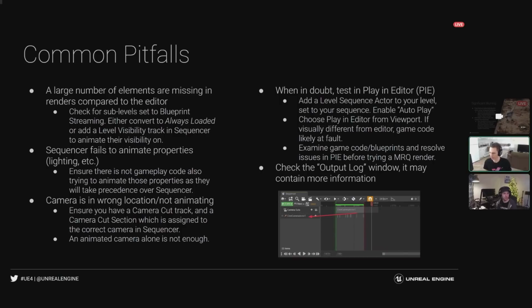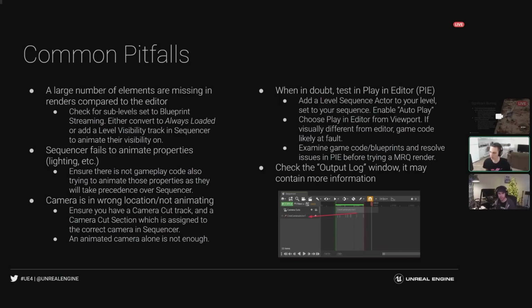And the reason for that is that you need to use the camera cut track and the camera cut section to tell sequencer which camera specifically to look through, because you can have situations where there is more than one cinematic camera in a shot, and instead of guessing, sequencer is going to rely on this camera cut track.